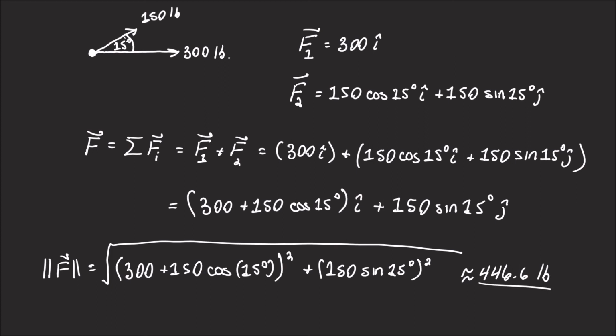Now notice that I waited until the very end of the problem to round my answer. This is good strategy. This is convention. The more rounding you do throughout a problem, the more error you will accumulate. So in general, you should always wait to the very end to round. So there's our magnitude.